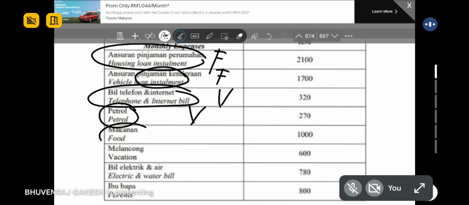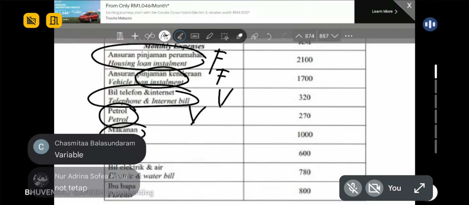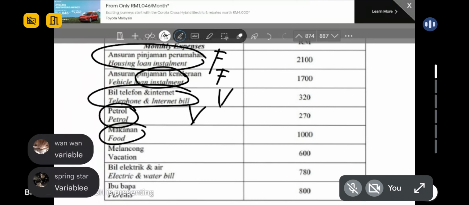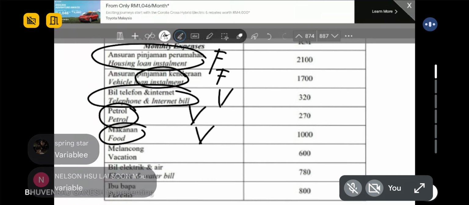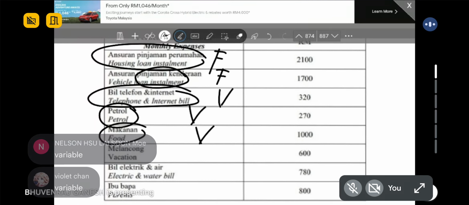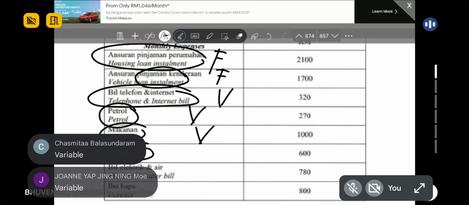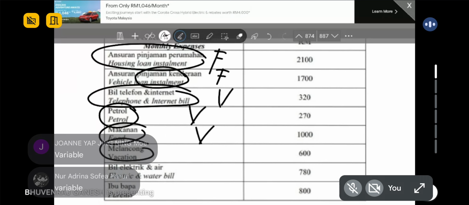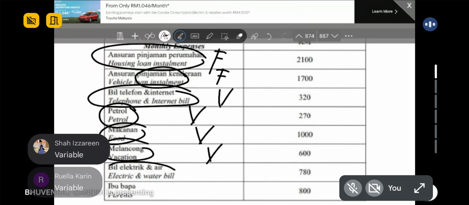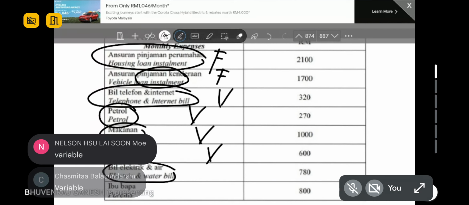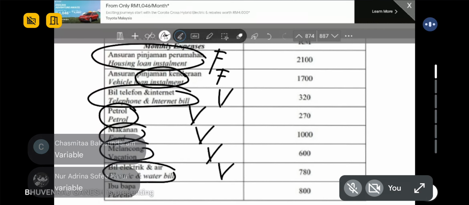Yeah. Okay, food. This one you guys careful lah. Hati-hati, fixed or variable. Very smart. Pandai. Confirm variable. If I say fixed, you guys starve for one day. Kamu kena puasa. Kalau saya kata tetap. Okay? Okay, next one. Vacation. Vacation fixed or variable, guys? Very good. Variable. Okay, this one. Electric and water bill. Fixed or variable? Yes, also variable guys. Tidak tetap. Okay, this one, parents.